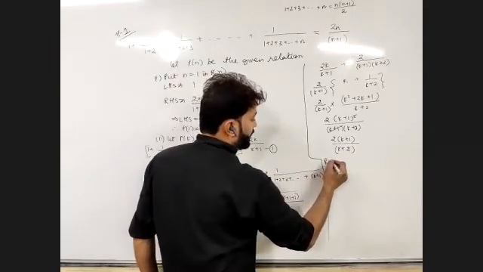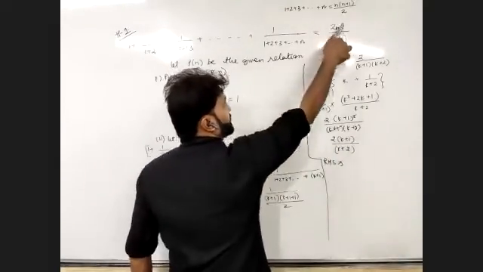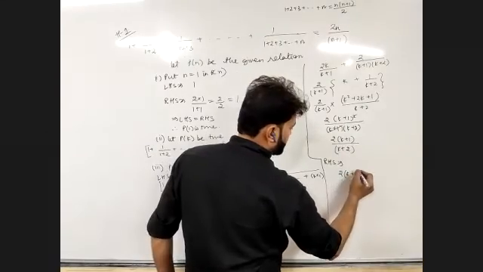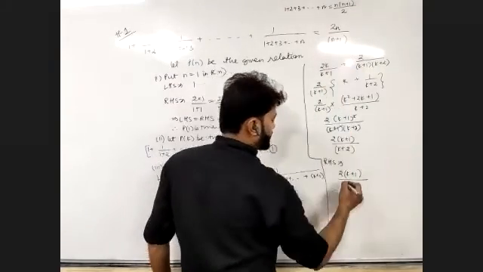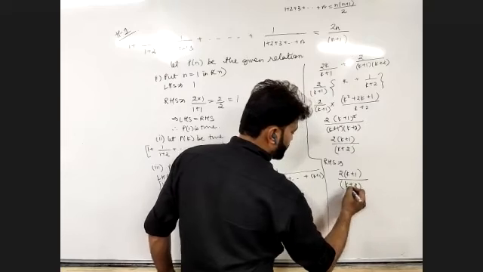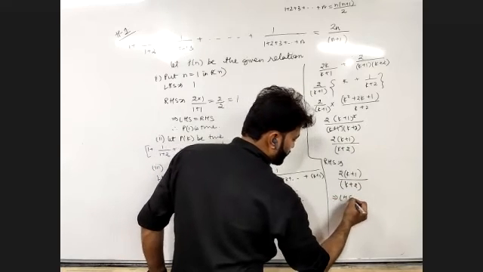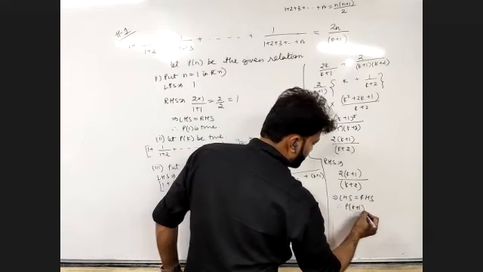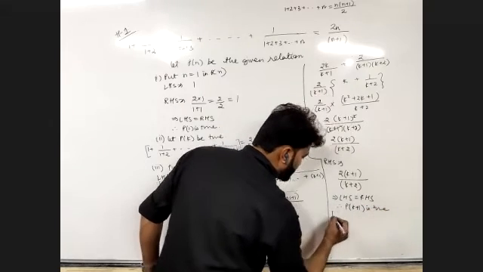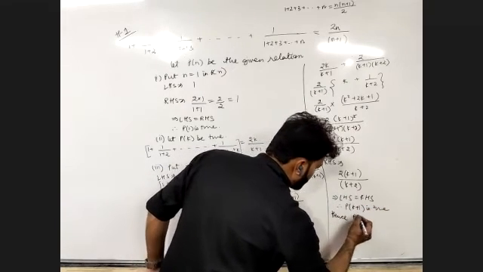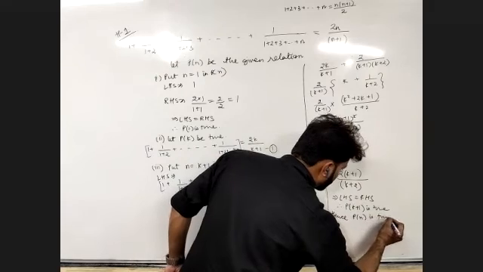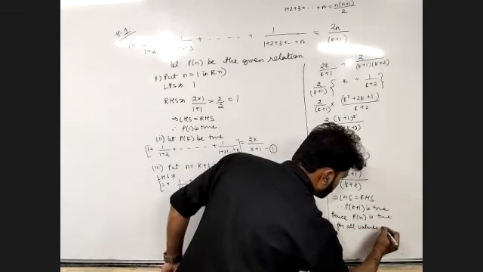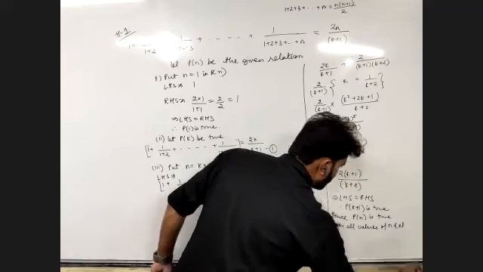LHS completed. Now RHS. RHS, in place of n, k plus 1, whole upon k plus 1 plus 1, that is k plus 2. What do we conclude? Therefore, P of k plus 1 is true. And hence, P(n) is true for all values of n belonging to natural numbers.